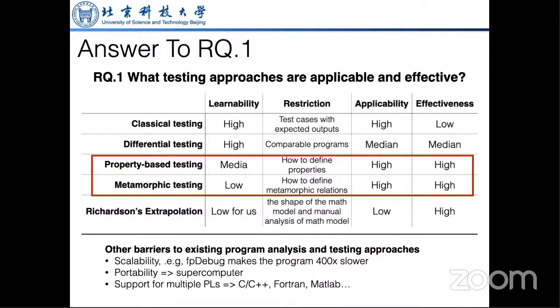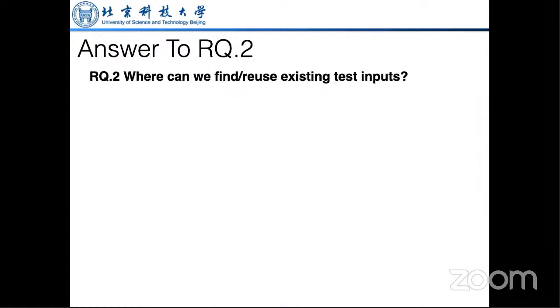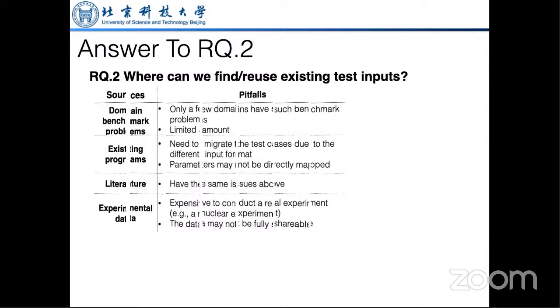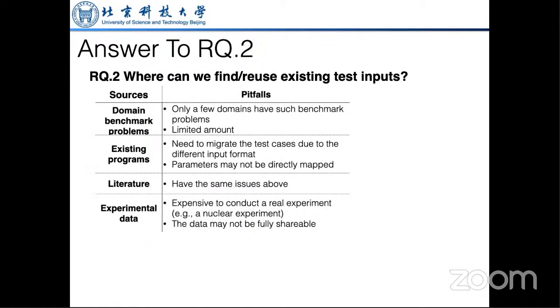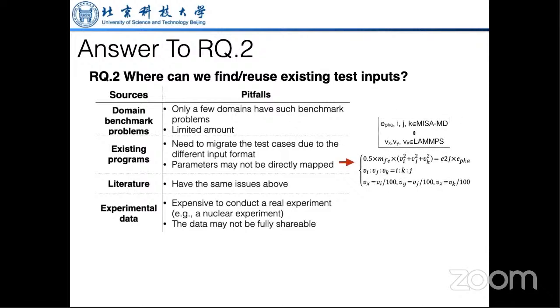Portability is another issue. Our programs are usually run on a supercomputer, on which most existing software testing tools cannot be used. Our second question is where we can find test inputs. In our practice, we collected test inputs from domain benchmark problems, existing programs, literature, and experimental data. However, there are some pitfalls with these sources of test inputs, so in general, we suffered from a shortage of test inputs. For example, if we want to reuse test inputs from LAMMPS for MISA-MD, we have to do some non-trivial conversion due to the difference in input format and parameters.